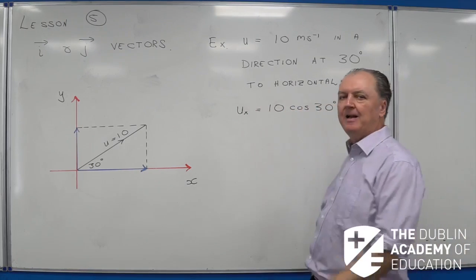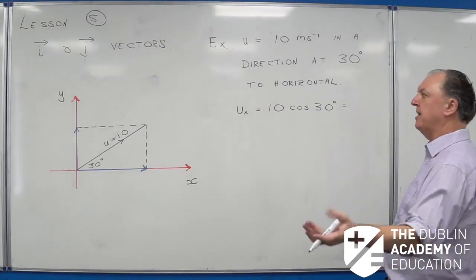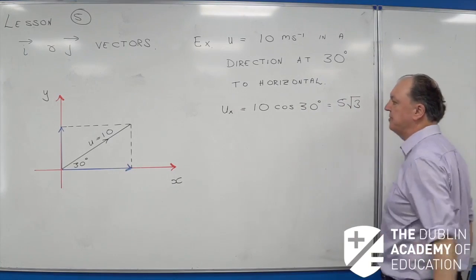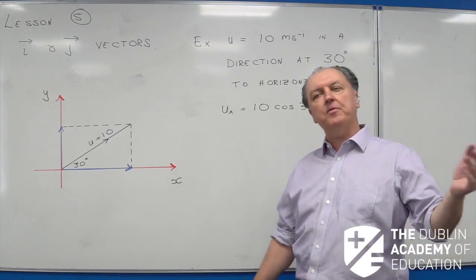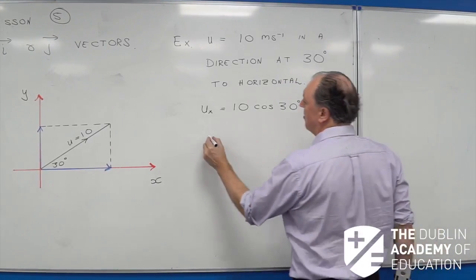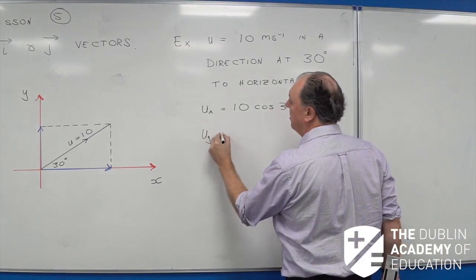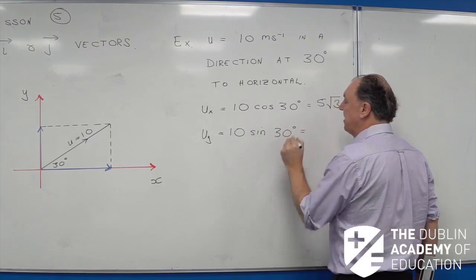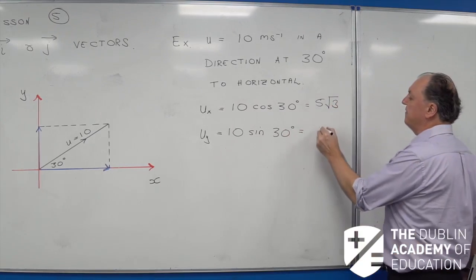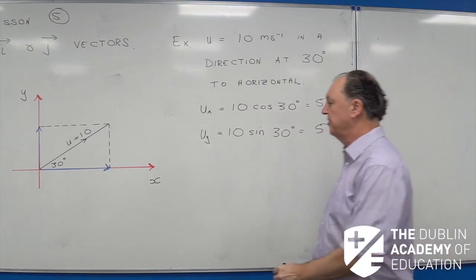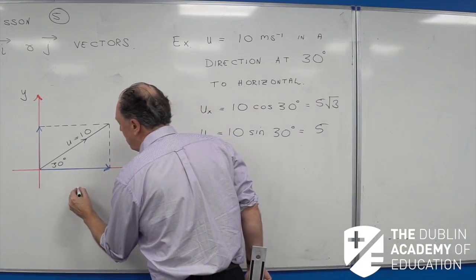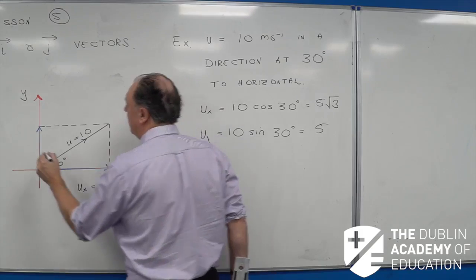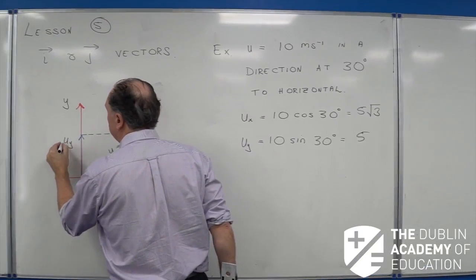Put that into my calculator. And when I put it into my calculator, I get 5 root 3 meters per second. I also want to work out the y component. And you know what the y component is? Uy will be 10 sine 30. Put that into my calculator and I get 5 meters per second. So here I've got ux is 5 root 3 and uy is equal to 5.